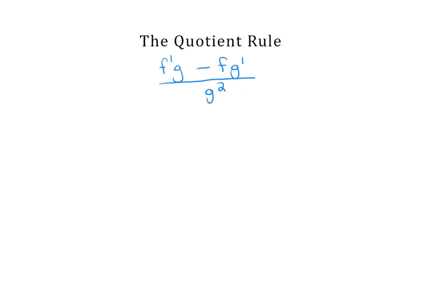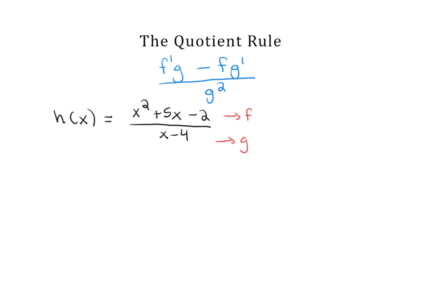Okay, so now let's use the quotient rule. So here we have this rational function, which you can think of as a function being divided by another function. So the top we can consider f, the bottom we can think of as g. When you have rational functions like this, it's always good to look to see if you can factor and cancel first, but we can't in this case, so we're going to use the quotient rule.